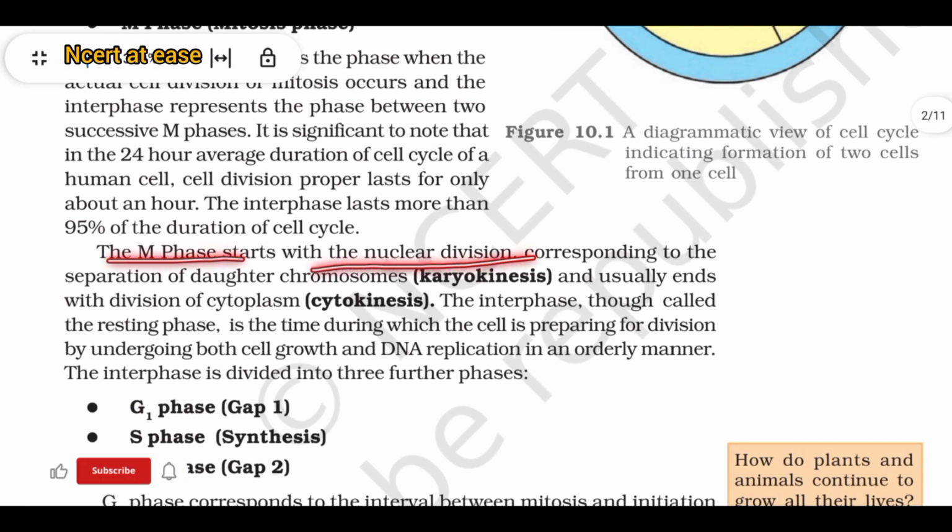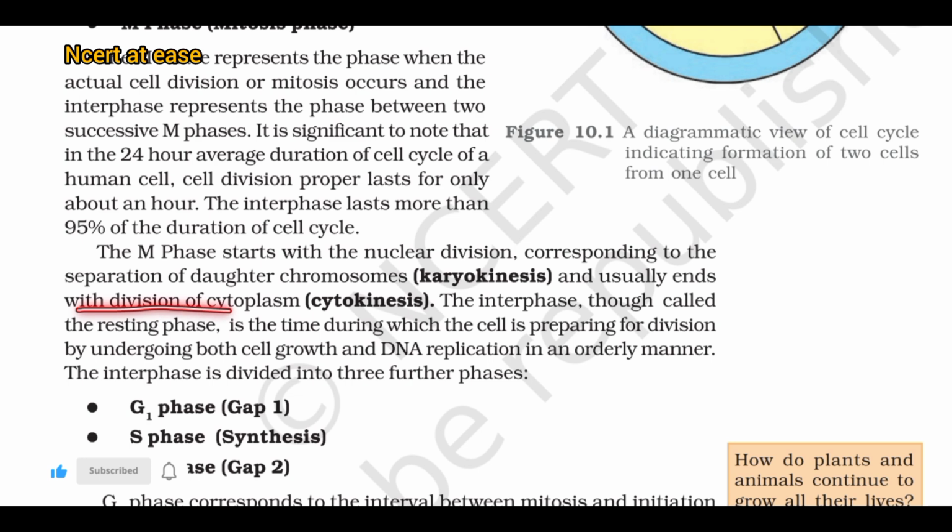The M phase starts with a nuclear division corresponding to the separation of daughter chromosomes, karyokinesis, and usually ends with division of cytoplasm, cytokinesis. The interphase, though called the resting phase, is the time during which the cell is preparing for division by undergoing both cell growth and DNA replication in an orderly manner.